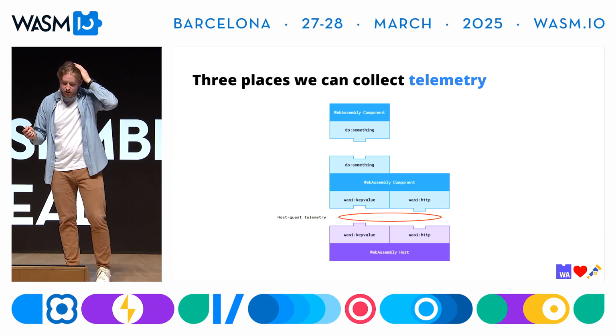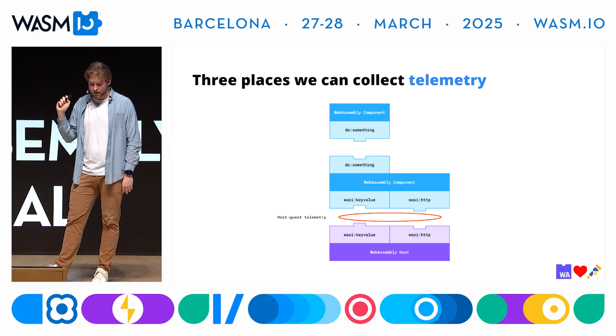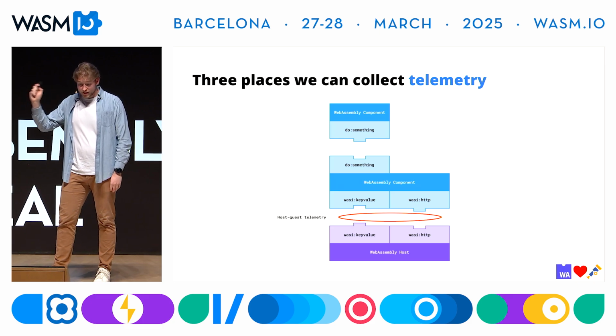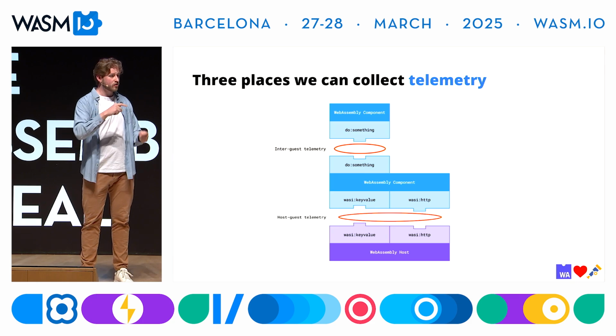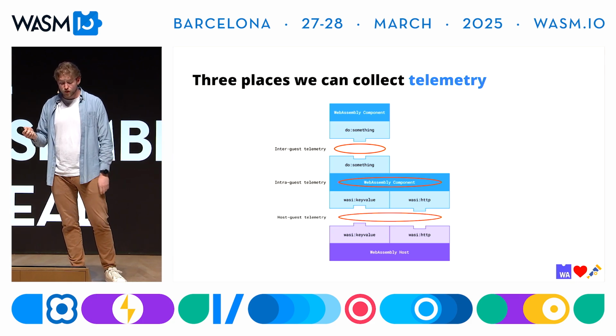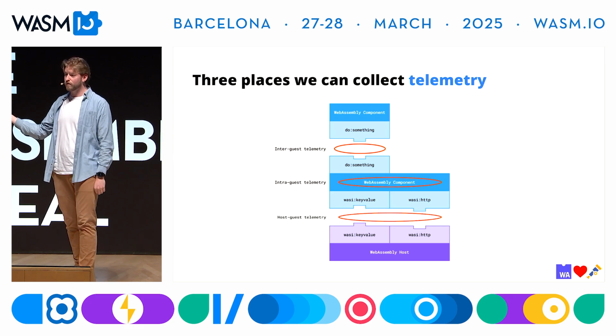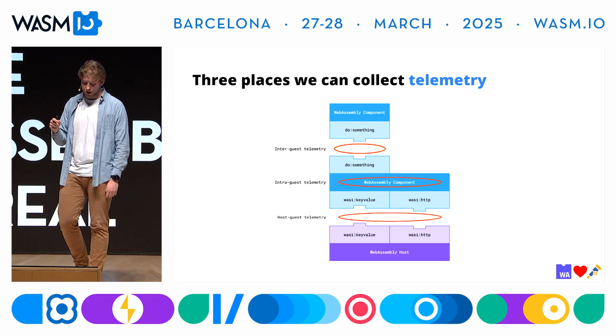The first is in what I like to call the host-guest interaction. So you can emit host-guest telemetry. The second is inter-guest telemetry, that is, emitting telemetry about all the communications between different guest components. And then the third is, what if we could actually emit tracing from within one of the components itself, or what I'm calling intra-guest telemetry.